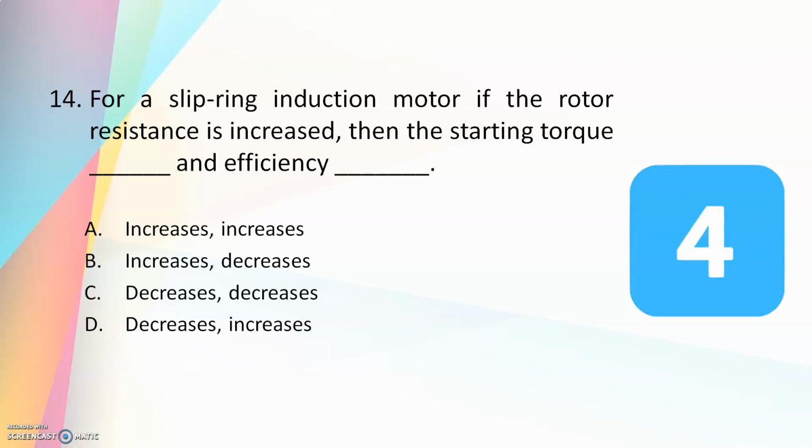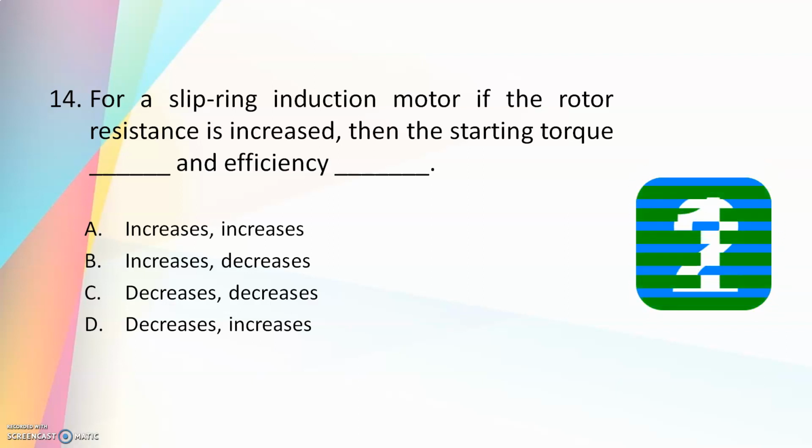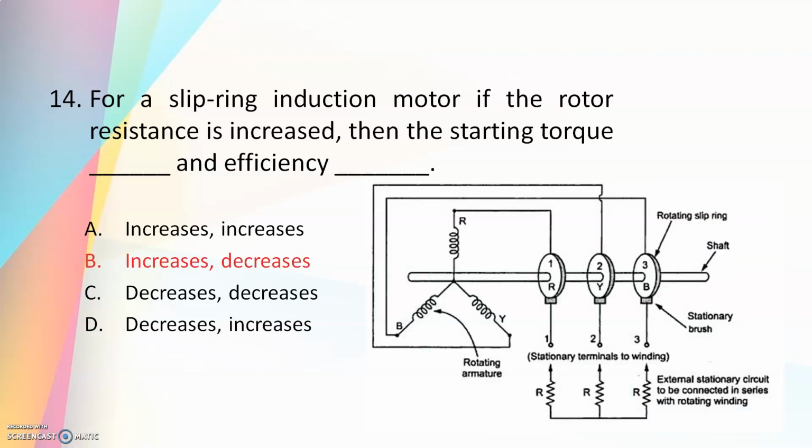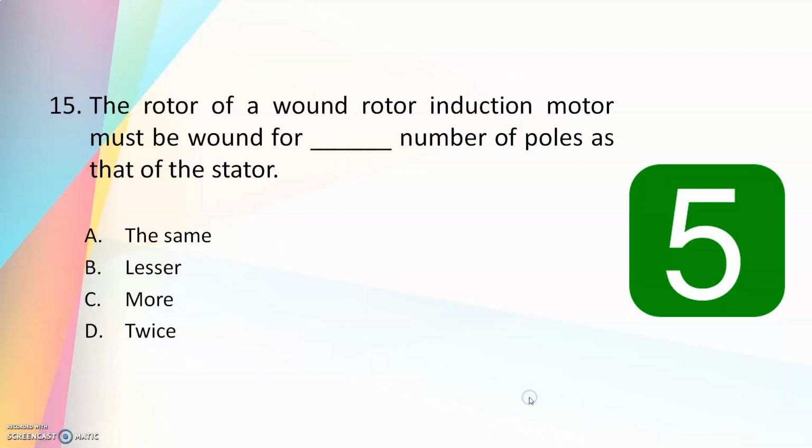And here you go. And the answer is increases, decreases. That is, the starting torque will be increased and the efficiency will be decreased. By adding external resistance in the rotor circuit, you can increase the starting torque, but more power will be wasted in the resistance, and so the efficiency will be reduced. This is the only advantage with the slip ring motor, that you can add external resistance.